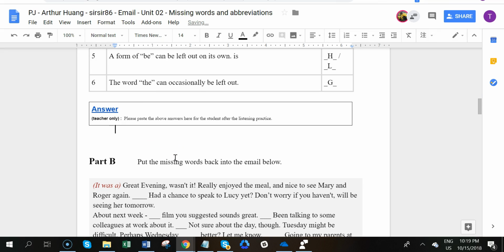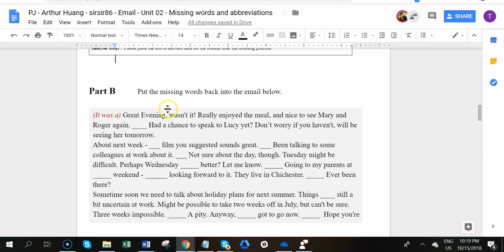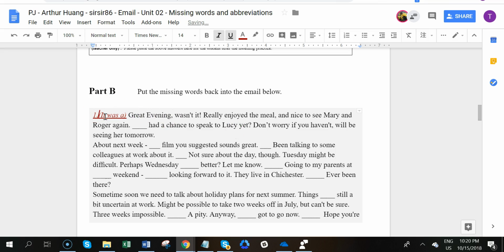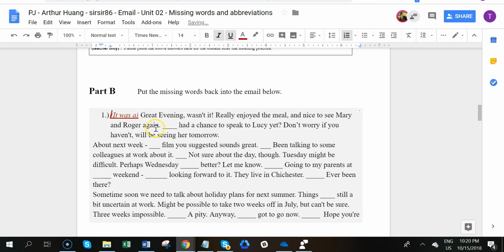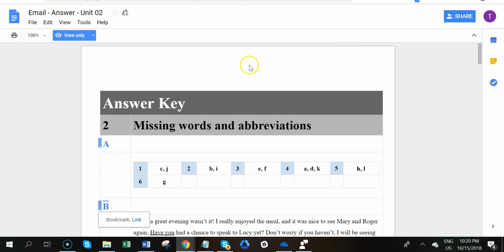As you can see, there are lots of missing words, and we are going to answer that. Are you ready? Yes. Okay. So can you please read the first one? This is the answer here. It was a great evening, wasn't it? Really enjoyed the meal, and nice to see Mary and Roger again. It was. What do you think is the answer for that?